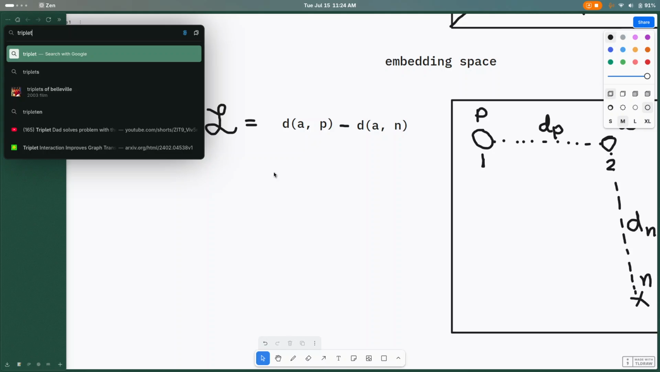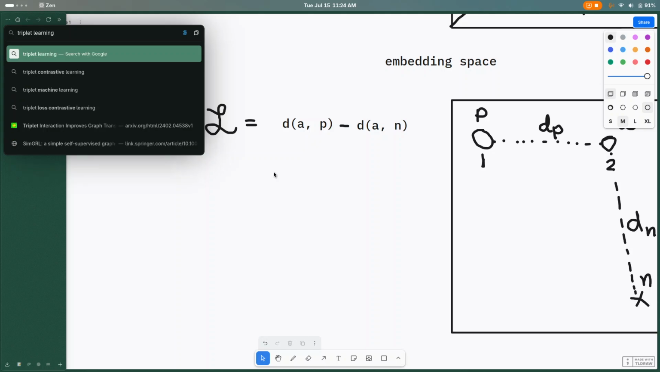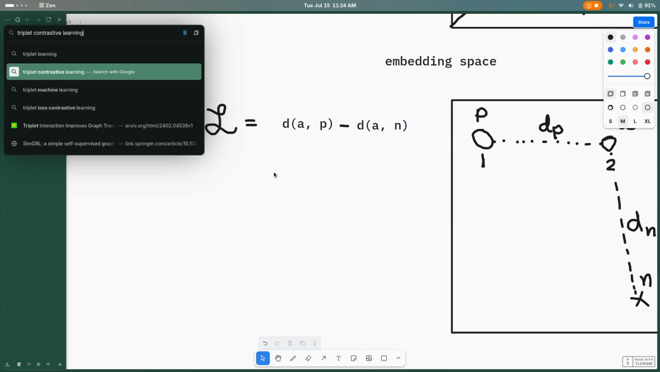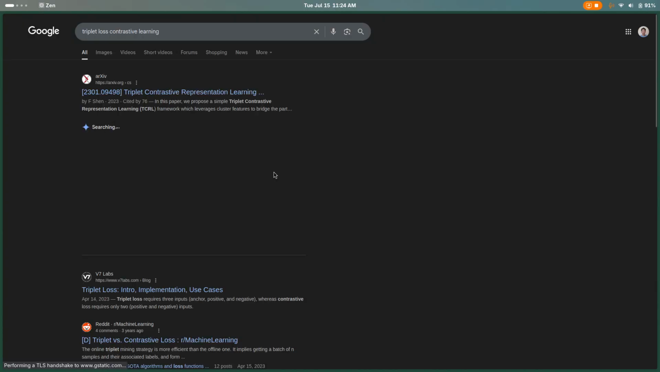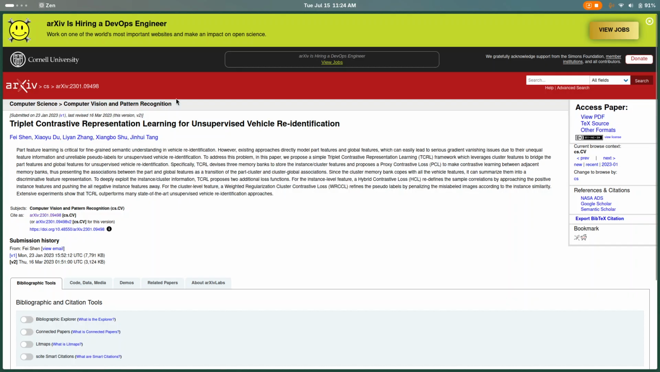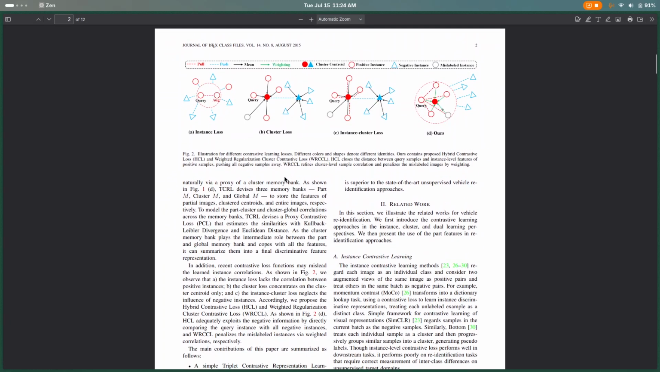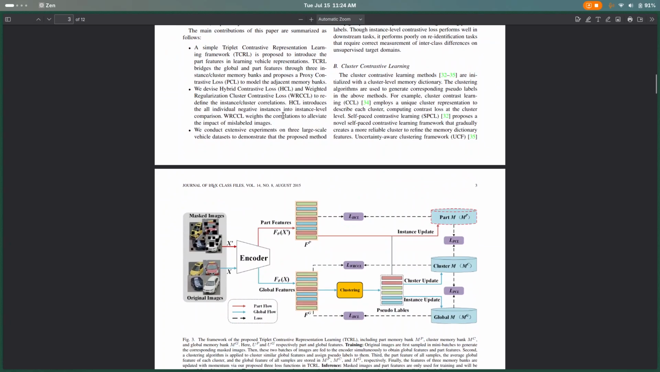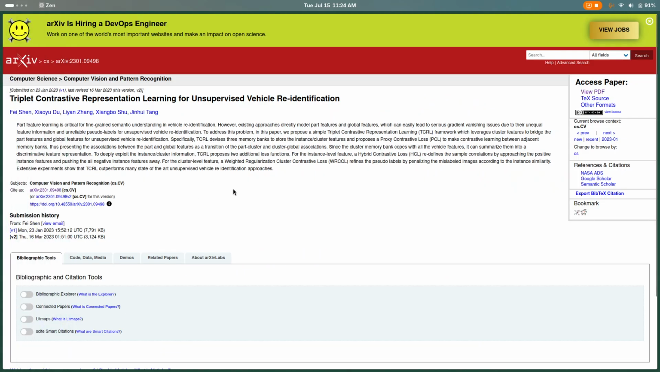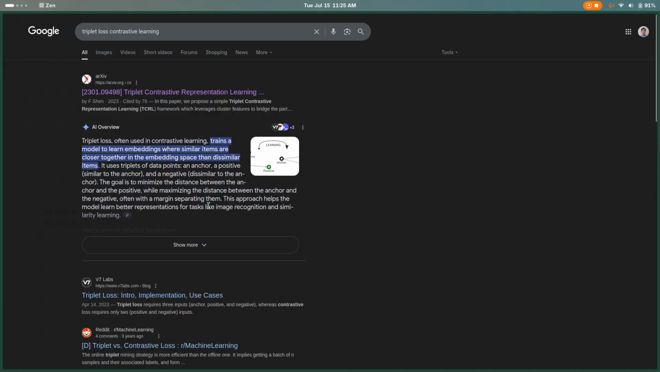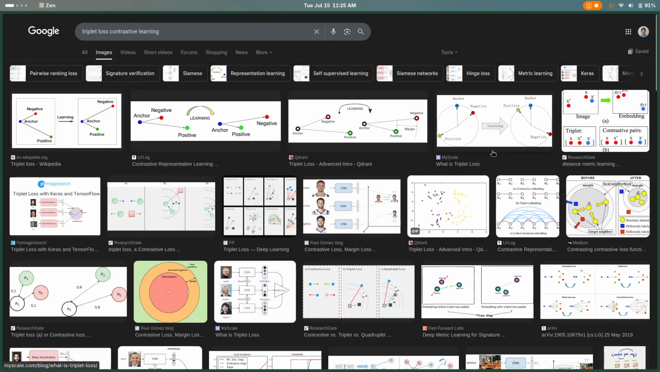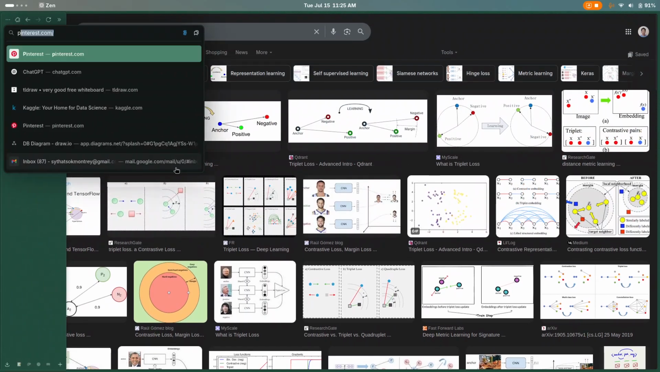Let's search up triplet learning. Contrastive learning. Let's see if anybody has any formula for this. I have no idea what that is. We're not reading papers today. Let's look at pictures. Okay, only a diagram, but the formula might be something a bit more complicated.